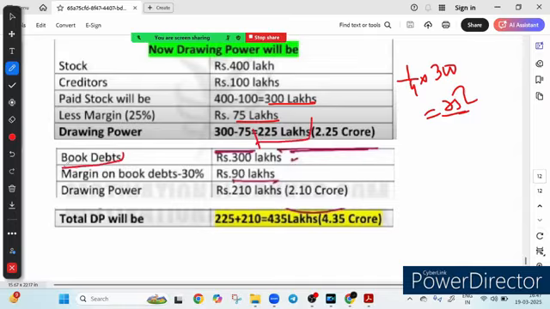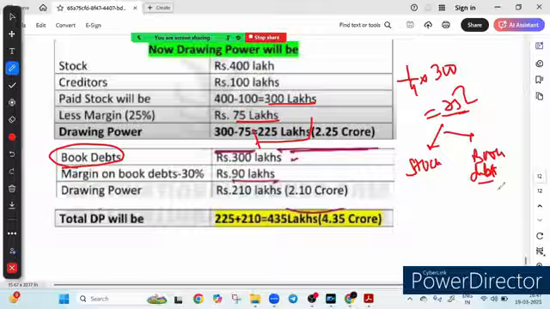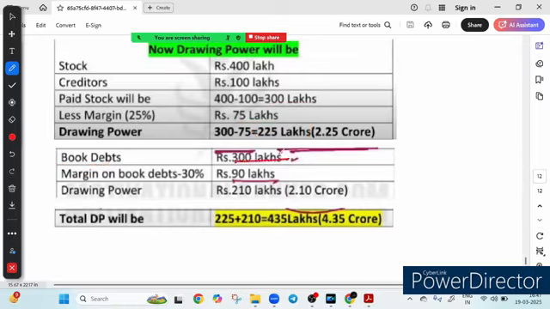And now let's look at the book debt. I told you there are two types of thing. One is the stock and the other is the book debt, which means that goods were sold on credit and the company has to get the money back, right? The company has given some goods or services to the customer on credit, and later will collect payment from them, and it has not been collected yet. How much amount has not been collected? So 300 lakh has not been collected, means 3 crore has not been collected, right? So basically the unpaid invoices are 300 lakh. And what is the margin on that? The margin is 30%.